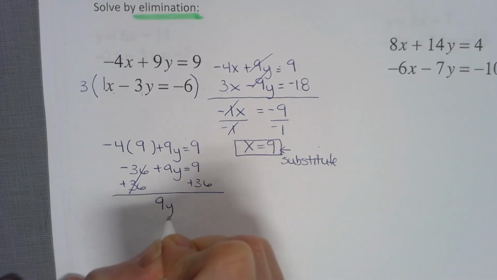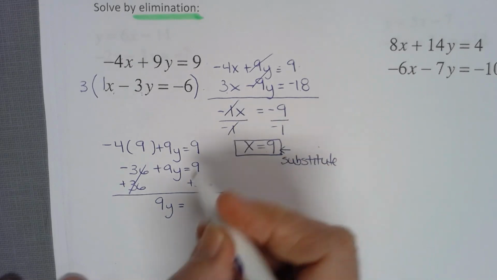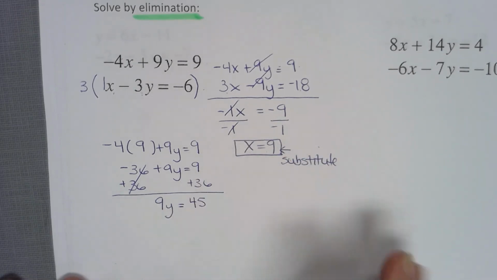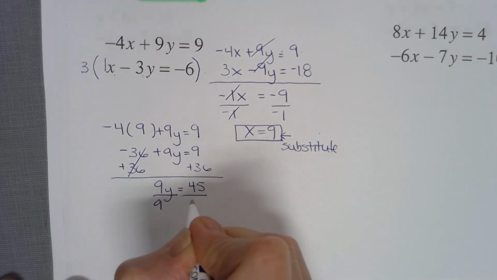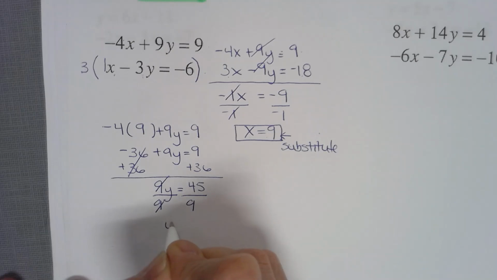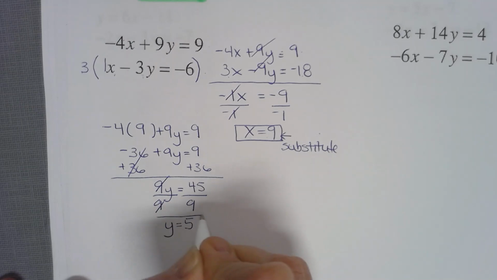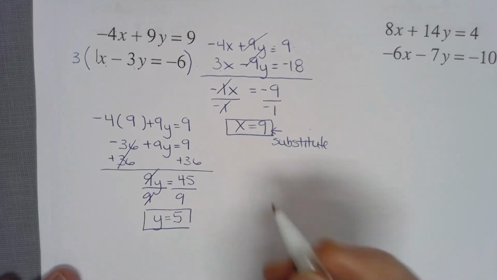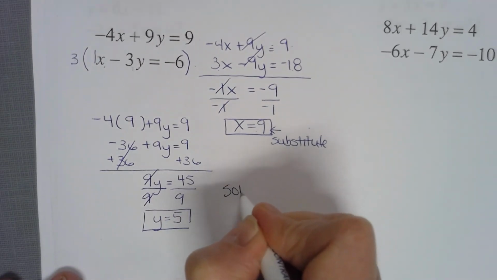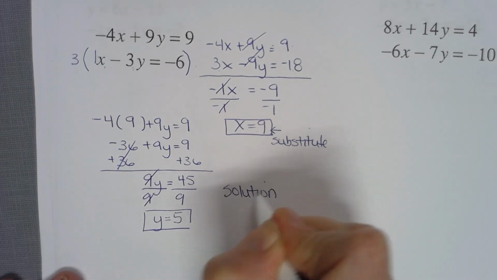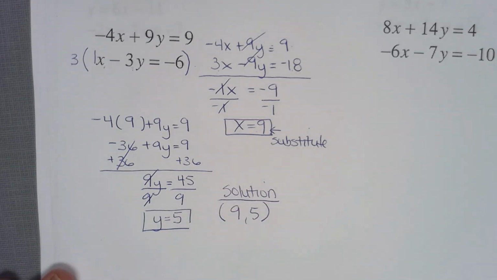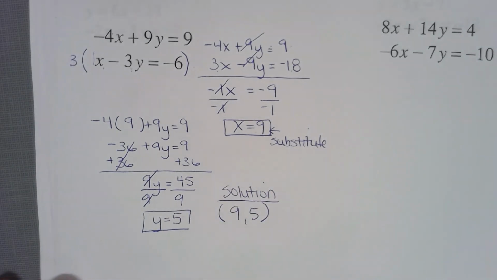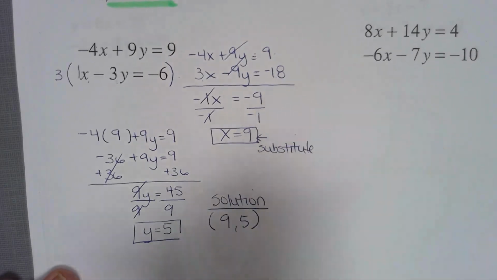Bring down my 9y, bring down my equal sign, and then I'm going to combine here, and I'll get a 45. I'm going to divide both sides by 9. And I get a 5. And now I can write my solution as an ordered pair, making sure my 9 goes first and then my 5. So my solution to this system is the ordered pair 9, 5. Okay, now you give one a try.